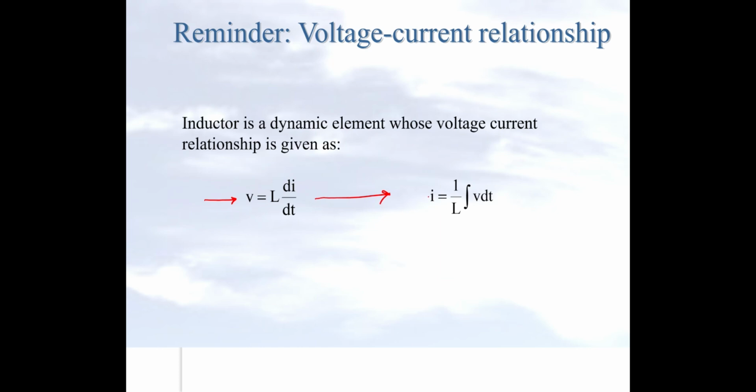Integrating this equation, we can get the current through the inductor as the integral of the voltage across the inductor, multiplied by 1 over L.